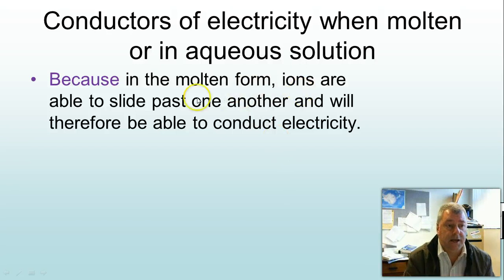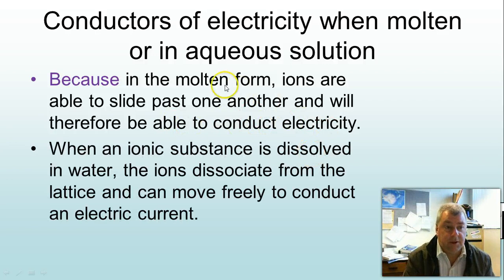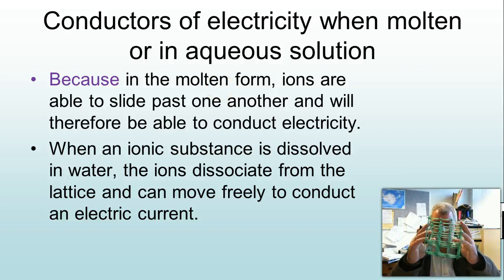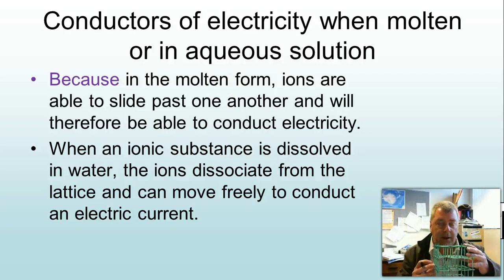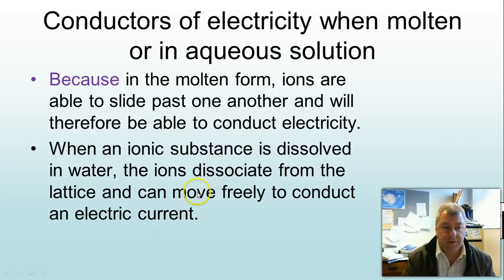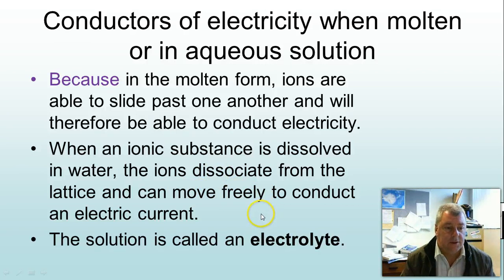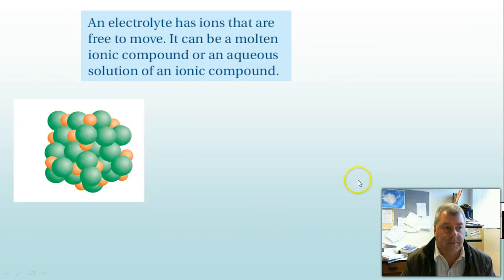It's because the ions can slide past one another and are therefore able to conduct electricity. That's when it's molten. When it's molten, this lattice collapses and the ions are free to move around. Go back to the kinetic theory of matter. When we dissolve in water, the ions are again free to move to conduct electricity. So a solution that conducts electricity is called an electrolyte.